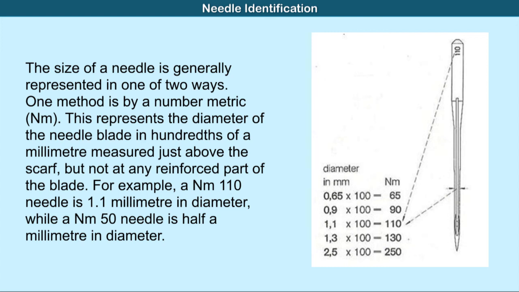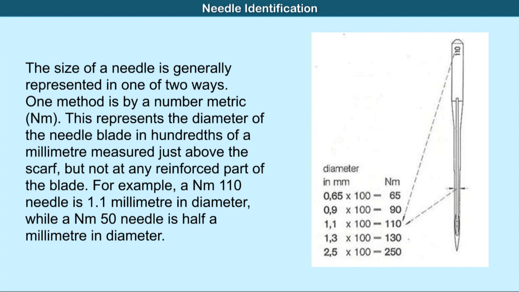For example, a NM110 needle is 1.1 millimeter in diameter, while a NM50 needle is half a millimeter in diameter. The thickness of the blade on the right is 1.1 mm wide, which is shown in NM as 110.